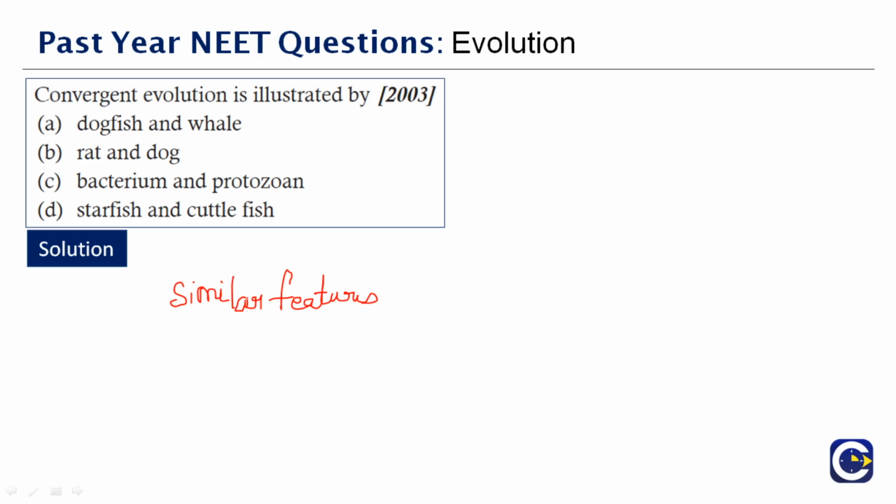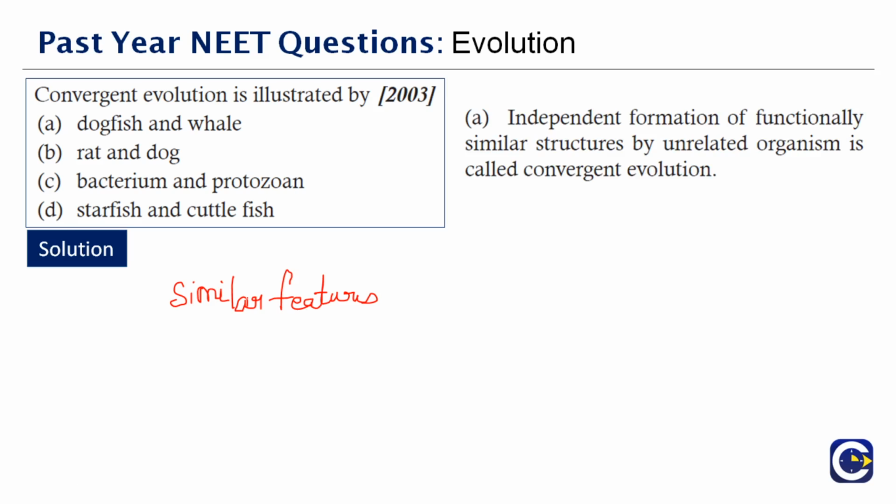So convergent evolution is illustrated by dogfish and whale. It is the independent formation of functionally similar structures by unrelated organisms.